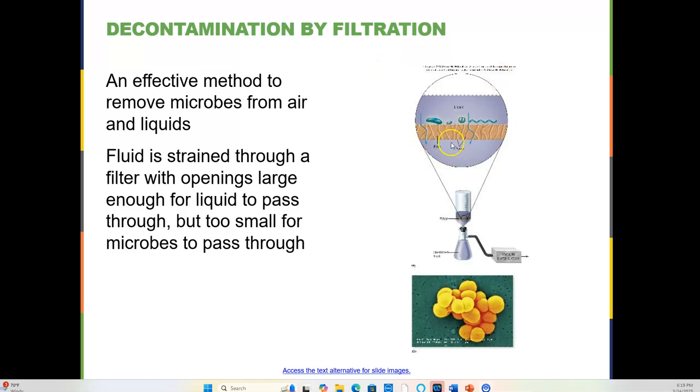So this is showing filtration. This is an effective method for removing microbes from air and liquid. Liquid is strained through a filter with openings large enough for the liquid to pass through, but too small for the microbes to pass through.